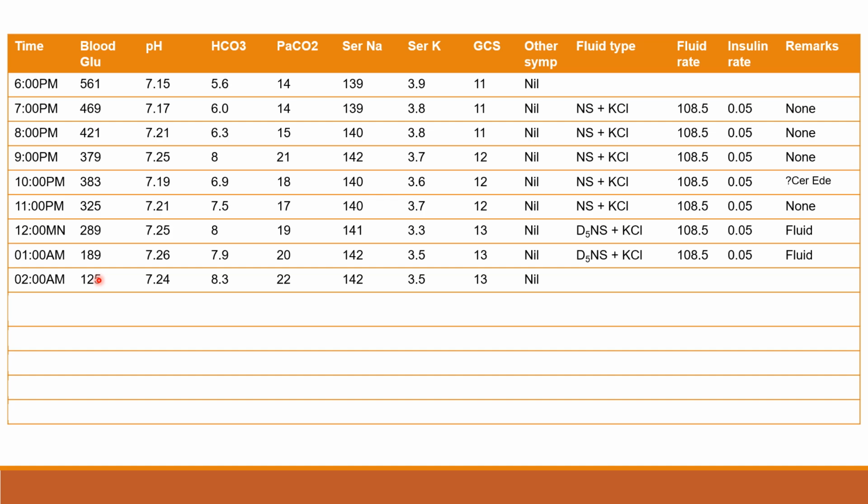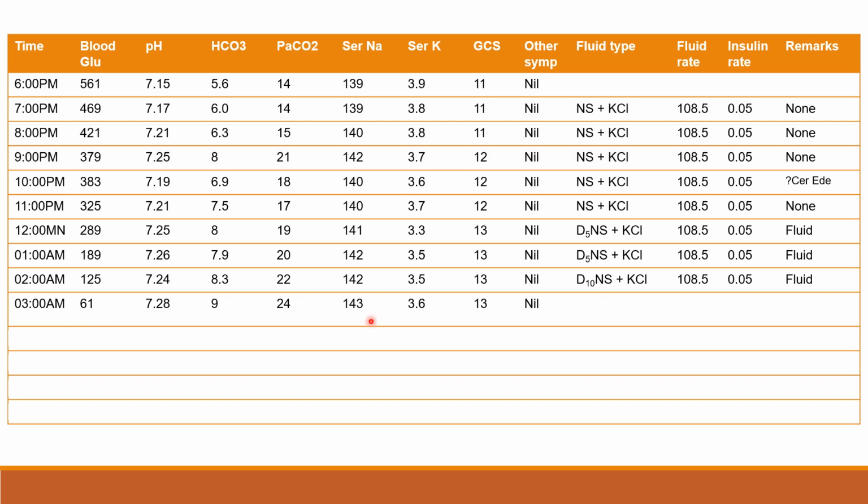But here, the RBS has further fallen to 125. That means when the RBS falls below 150, rather than 5%, we have to make the fluid 10% dextrose. So we have to add 10% dextrose, rest everything should remain same. See, with the improvement of hyperglycemia, the sodium is increasing, which is expected due to the concept of pseudo hyponatremia. Now see, now suddenly the RBS has fallen below 70. That means the patient has developed hypoglycemia. So at this point, what will you do?